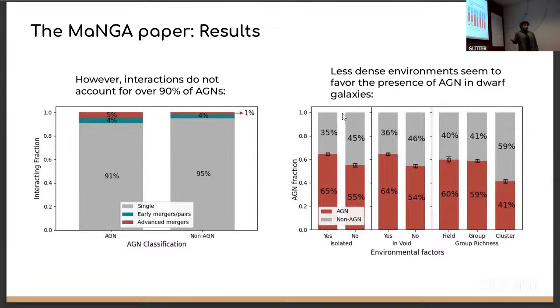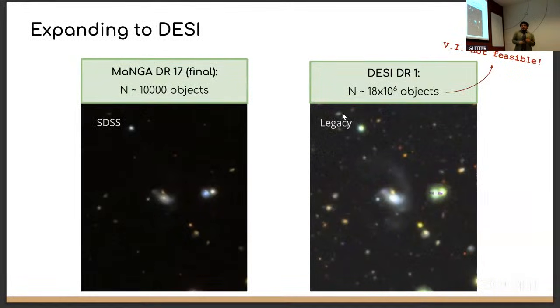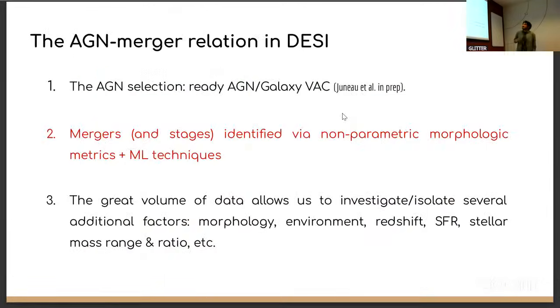We also investigated the environment of these dwarf galaxies and found that less dense environments seem to favor the presence of AGN. So what I'm working on now, still a work in progress of course, is expanding this project to DESI, where we have much larger volumes of data. Right now, in DR1, we're talking about 18 million objects, so visual inspection is not feasible, versus 3,000, of course.